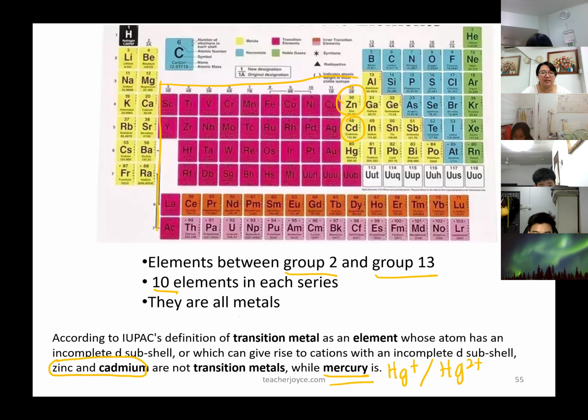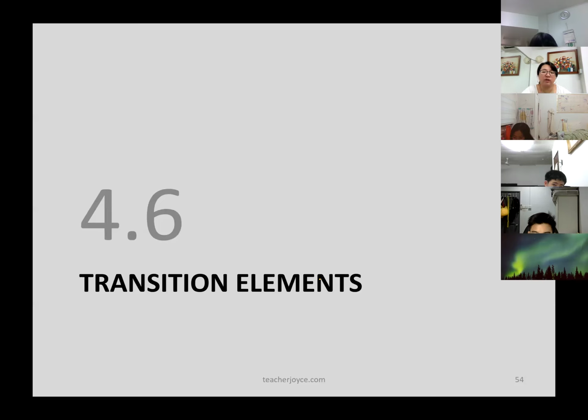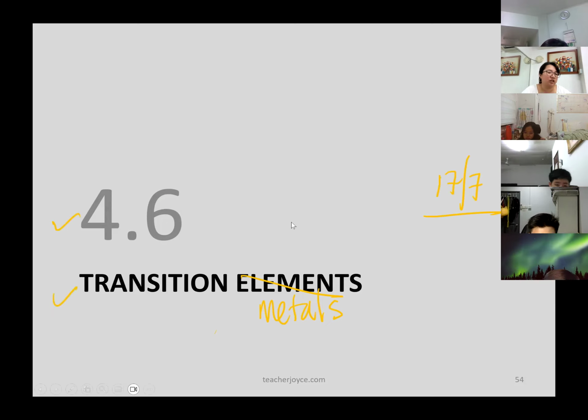We have 10 elements in each of the series. And yes, guys, they are all metals. That's why we call it what? Transition element. Sometimes we call them transition metals. Get it? Okay, write down the date. Today's date, 17/7. Wow. Okay, 4.6 right now, transition metals.